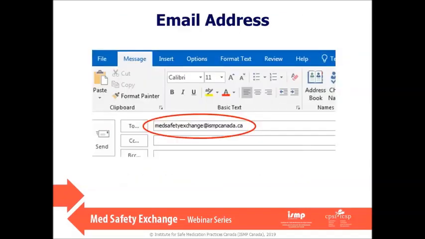Thirdly, as of last year, the Med Safety Exchange does have a new email address, so please send any comments, ideas, or follow-up to the Med Safety Exchange at ismpcanada.ca. And on the Med Safety Exchange website, the big green comments button under each webinar links directly to this email address. And also any requests for the PDF version of the slides can also be sent to this email address for a faster turnaround.